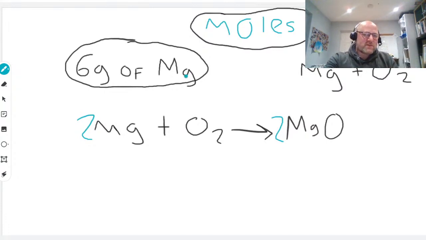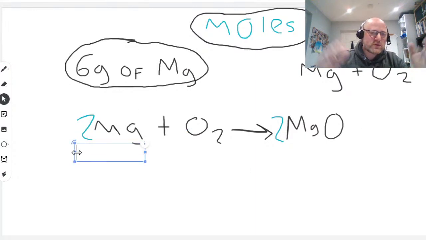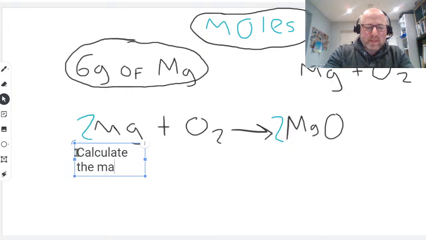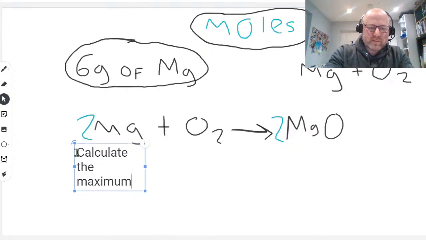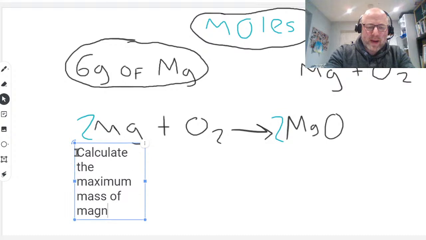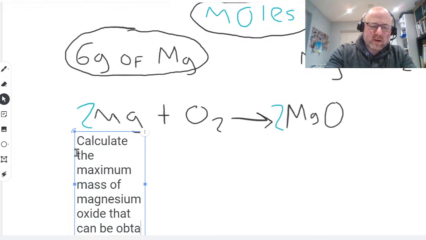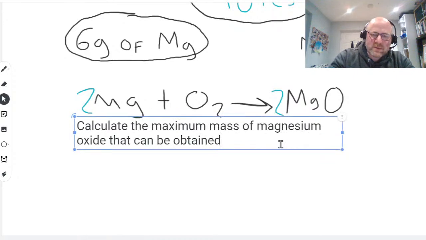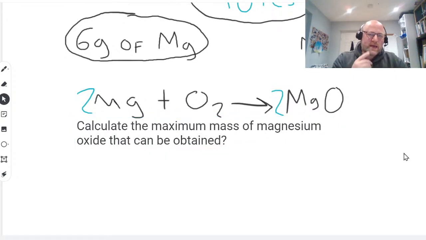If there's 6 grams of magnesium, they might ask you a reacting mass question, and it would go something like this. Calculate the maximum mass of magnesium oxide that can be obtained. Okay, guys. So calculate the maximum mass of magnesium oxide obtained. How would you do this?